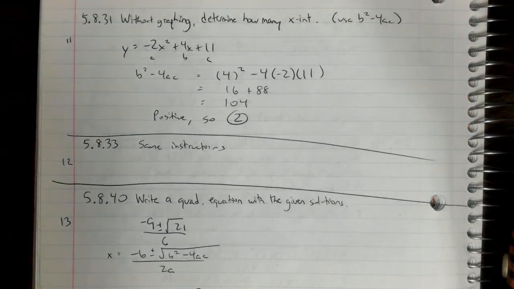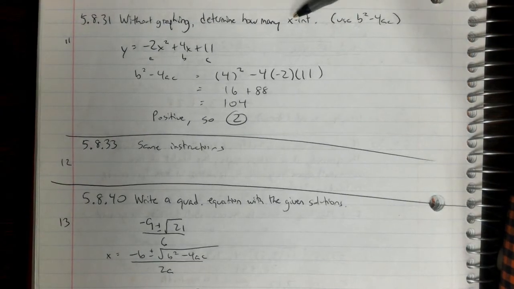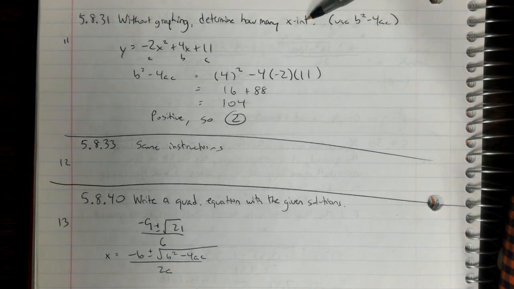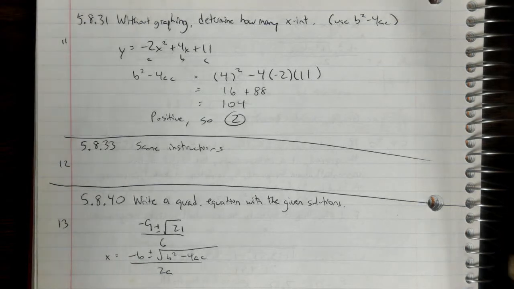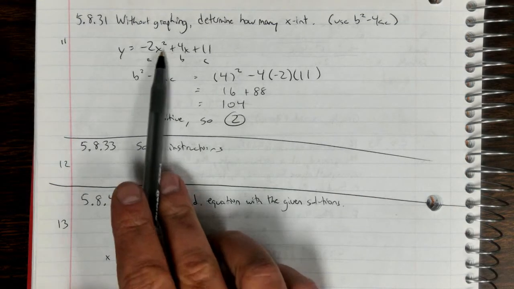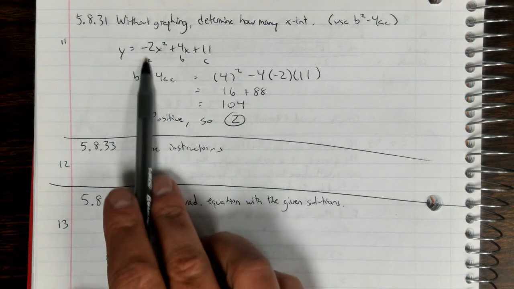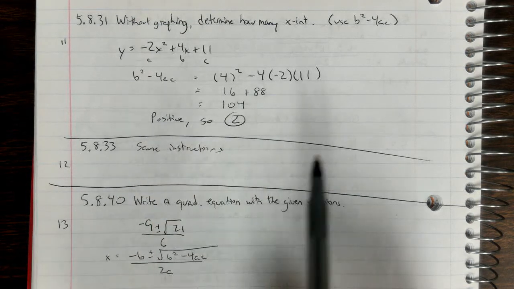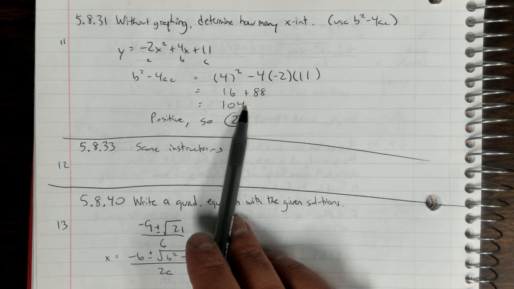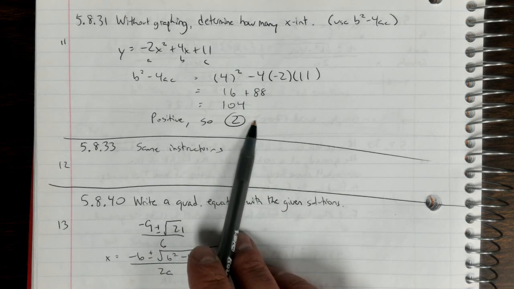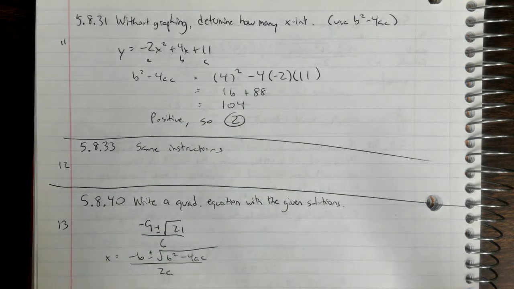On your next one, it says, without graphing, determine how many x-intercepts there are. And so that basically means use b squared minus 4ac like our table. So when you do that for this one, you put in a is negative 2, b is 4, c is 11. And just work it out. You have a positive 104, and so there'd be 2. And then you have the same instructions on that one.